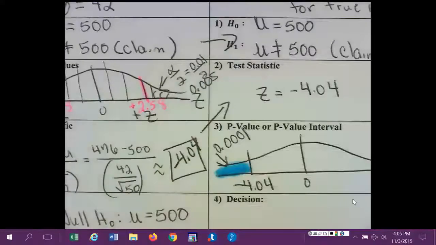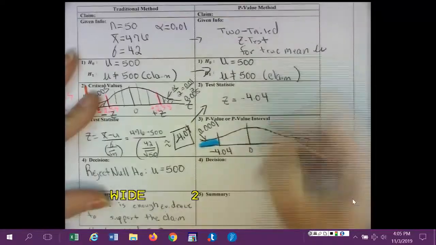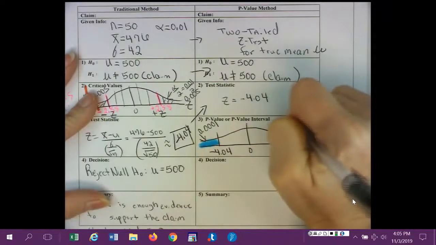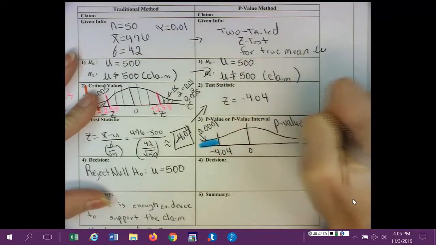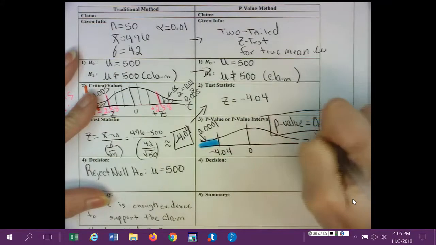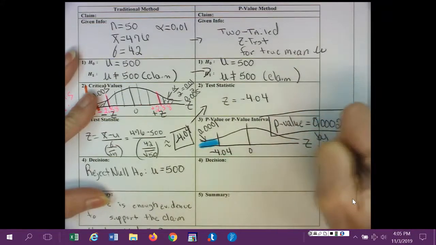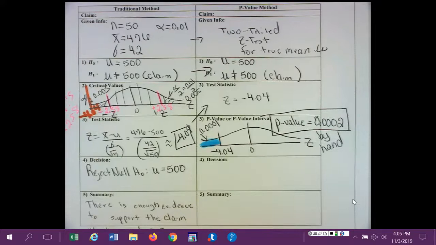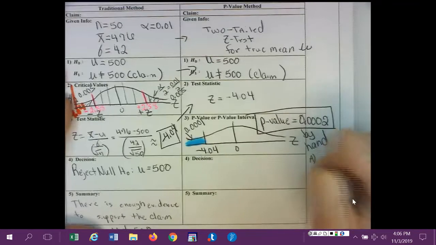And then finally, your p-value total for the problem is 0.0002 by hand. By hand. We're going to see what the calculator says in just a moment, but by hand using the table, 0.0002. So on a multiple choice test, if I ask you for the p-value, be careful.